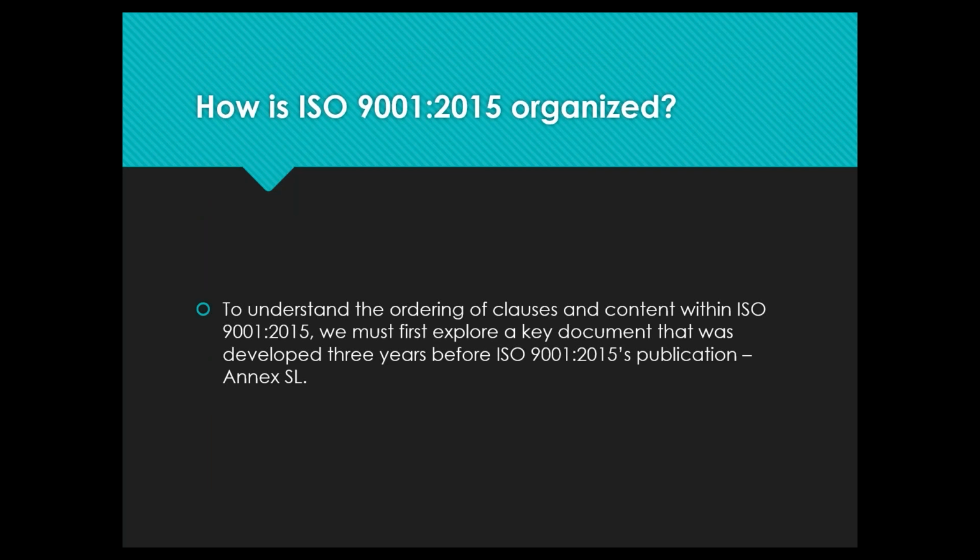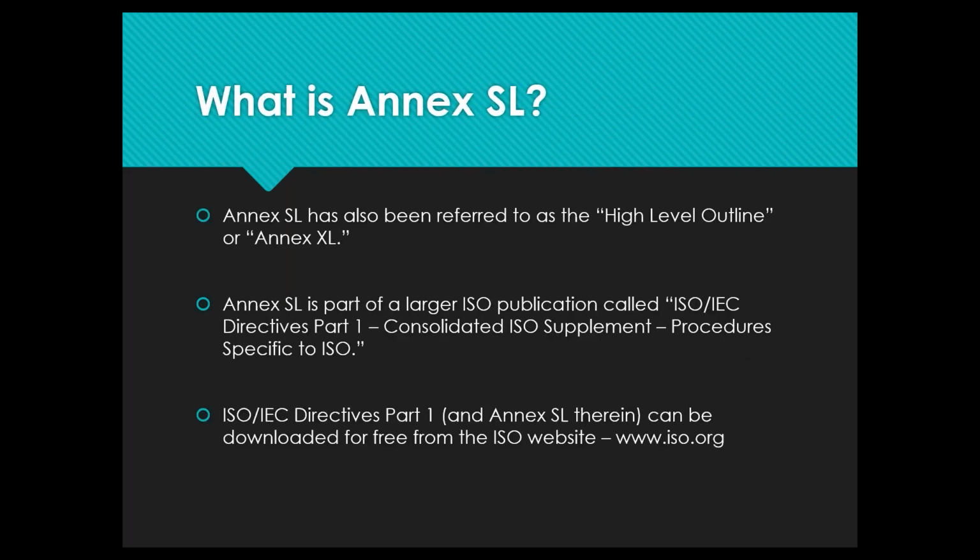Now, to understand the ordering of the clauses and to get a feel for where the content in ISO 9001 comes from, we have to understand a key document that was developed 3 years before the 2015 version was published, and that is Annex SL. Now, Annex SL has been referred to as the high-level outline.